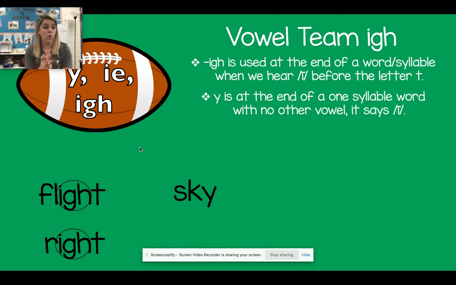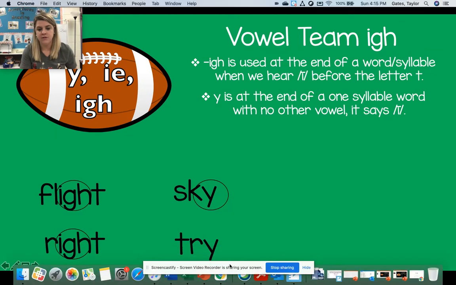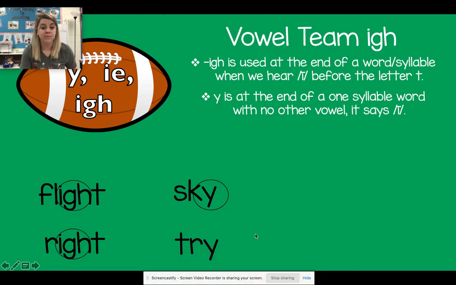I know that there's one syllable because it's a super short word and there's no other vowels. So I know that my Y is going to say I. All right, what about this one? Let me move this so you can see it. What about this one? 3 letters, no vowels. Y is a vowel. Try.